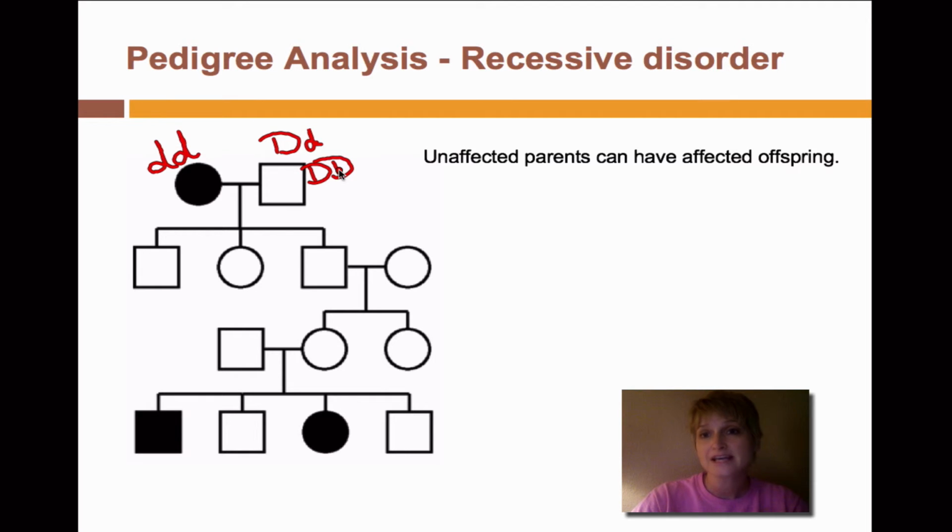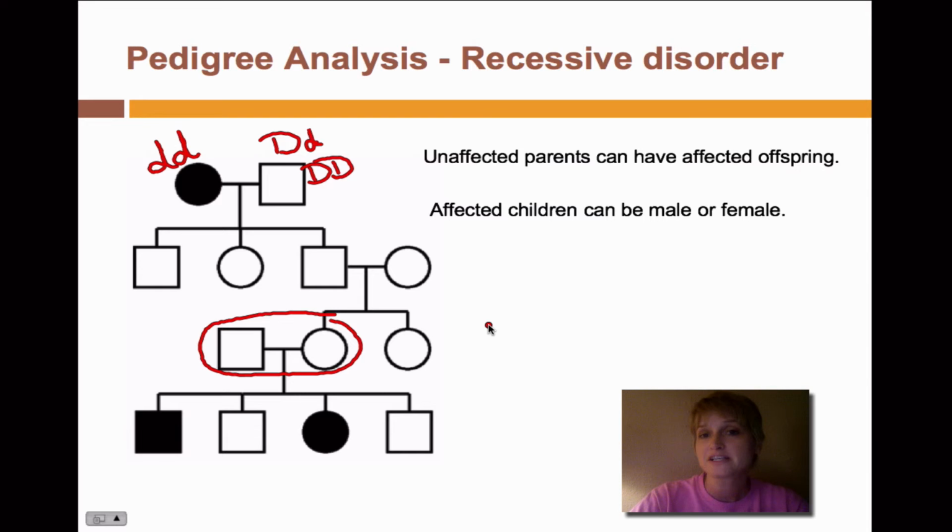Unaffected parents can have affected offspring. So that's one of the first things we'll look for, because if you look at this set of parents right here, they had 4 children. 2 of them are affected, 2 of them are unaffected. Okay, these 2 are not affected, but yet they still had affected offspring. So that's a really good hint that it's a recessive disorder.